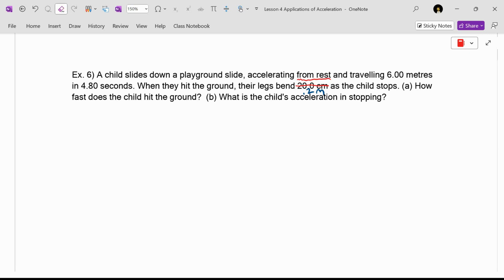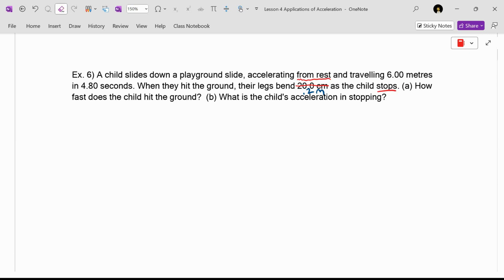And then I would also underline stops. What does stops tell me? As the child stops, what does that tell me? What is VF as a number exactly? What's A asking me to find? And then B wants me to find the child's acceleration in stopping.